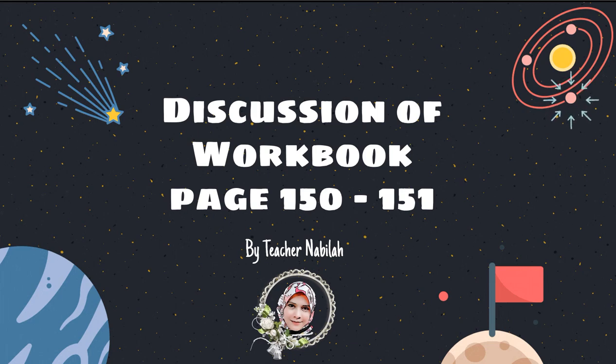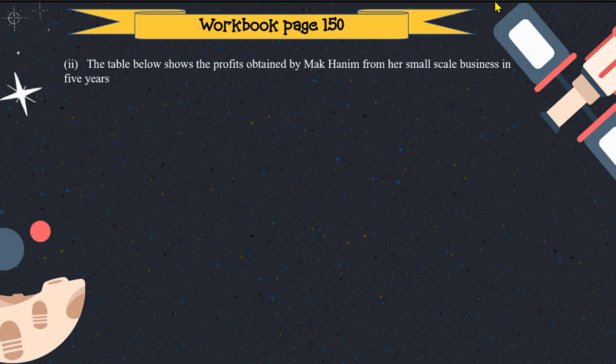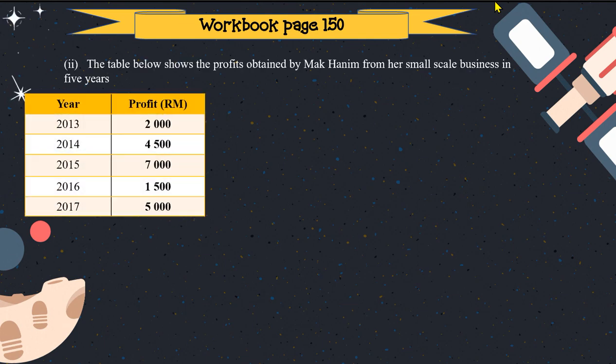So today we are going to discuss our workbook page 150 to 151. I hope that every one of you is ready with your workbook. Okay, now we go to the first page, page 150. So this is the question in the workbook. The table below shows the profit obtained by Mahani from her small-scale business in 5 years. If you look at the years here, we have from 2013 until 2015 and the profit obtained in each year. So how to construct the vertical bar chart?